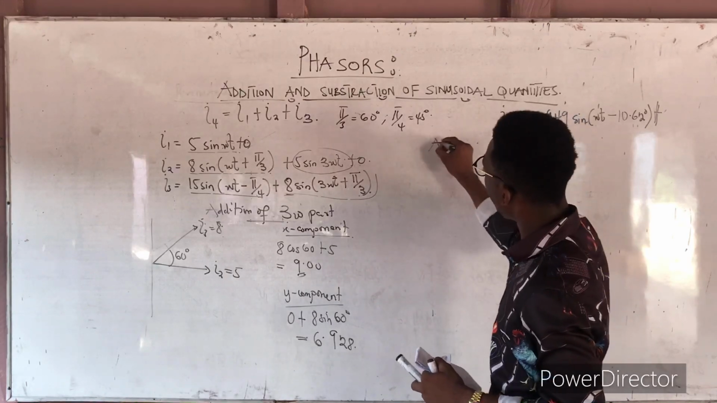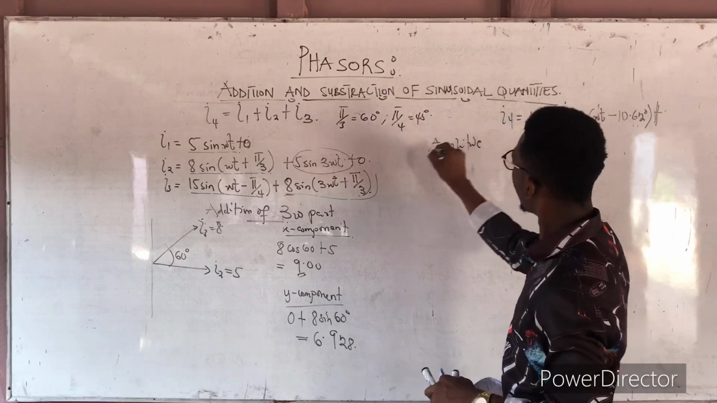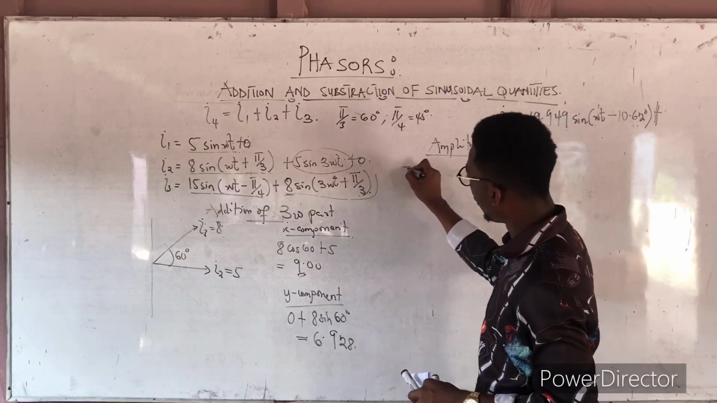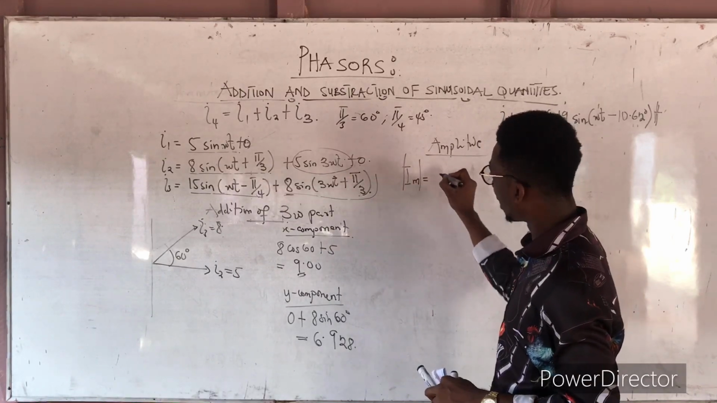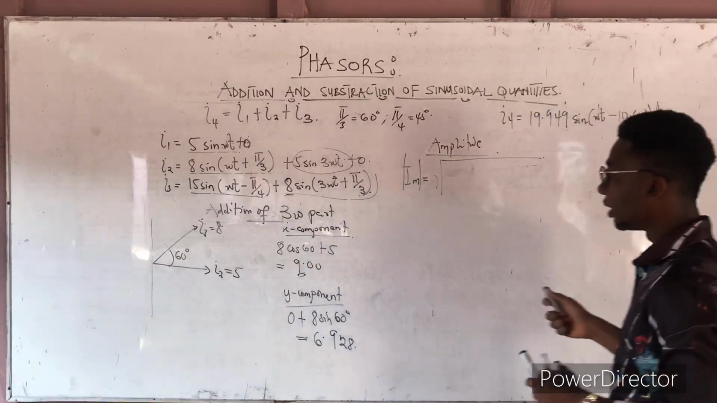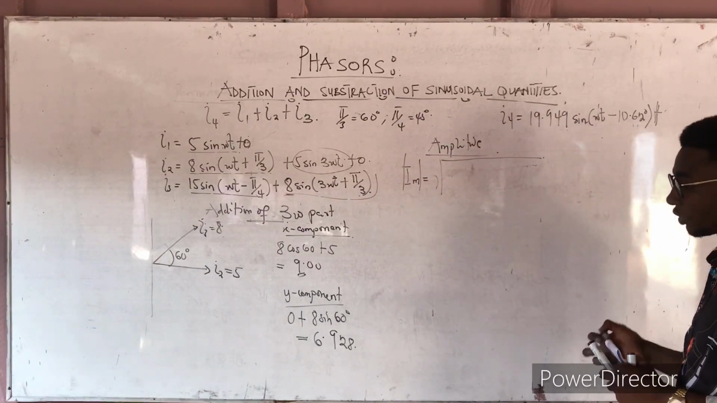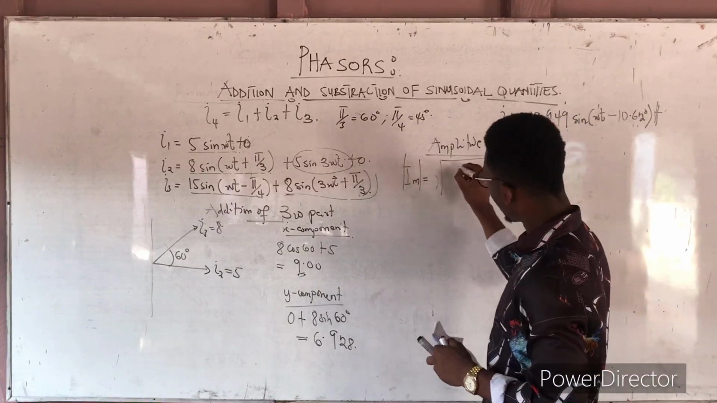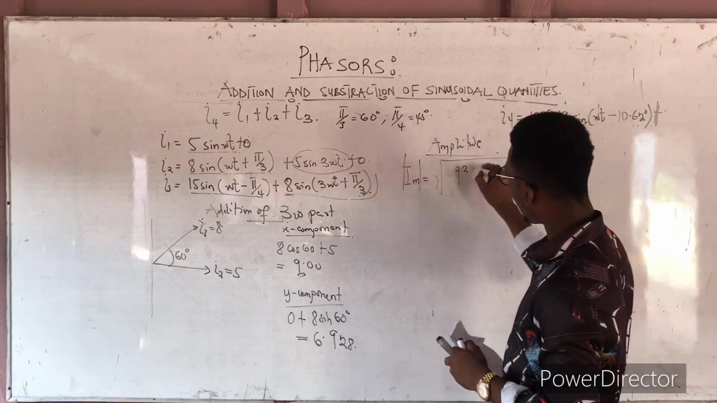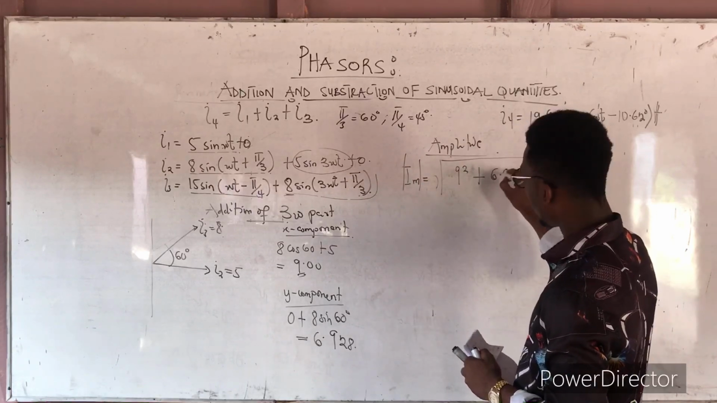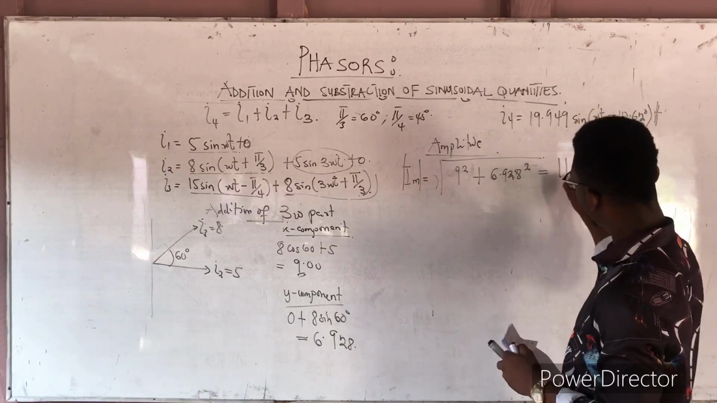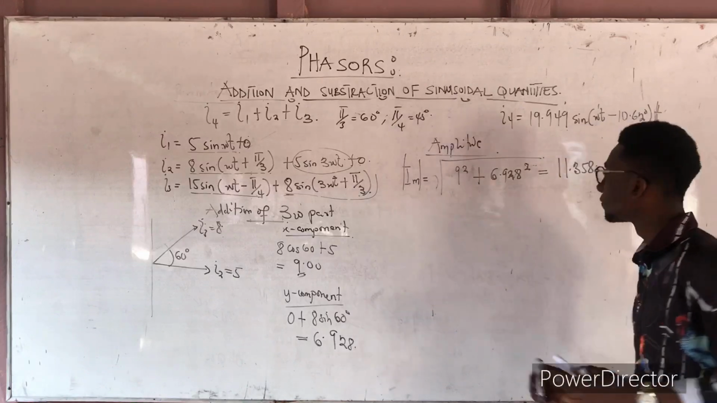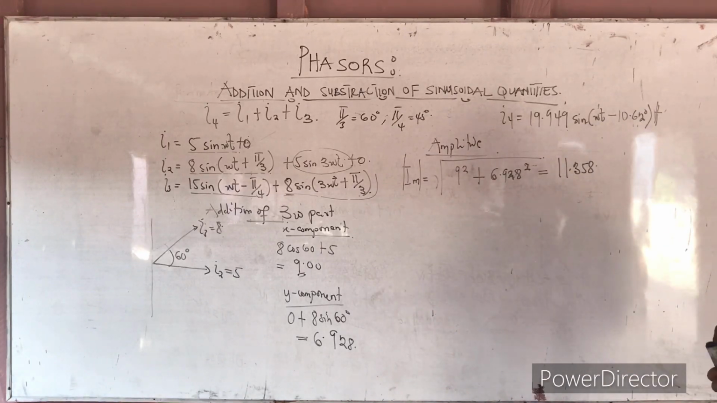Okay. So now you find the amplitude or the peak current. That will give you Im, the magnitude. So now the x component squared plus the y component squared. So we get here 9 squared, that is the x component, plus the y component, 6.928, all squared. Now when you do this, you are getting 11.358. Okay.